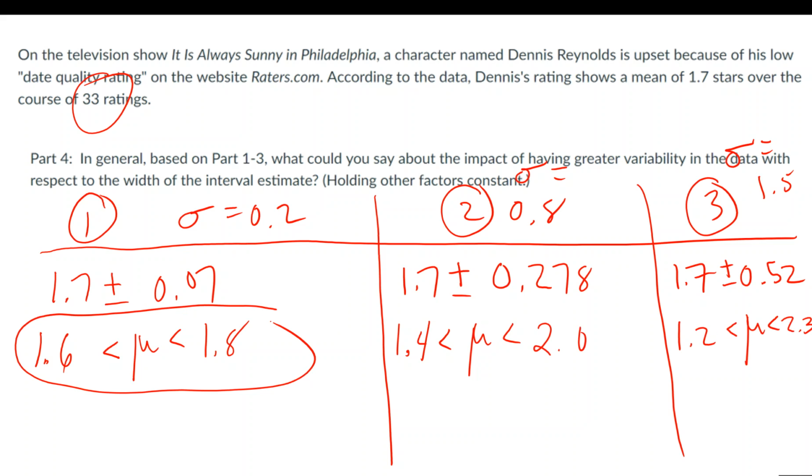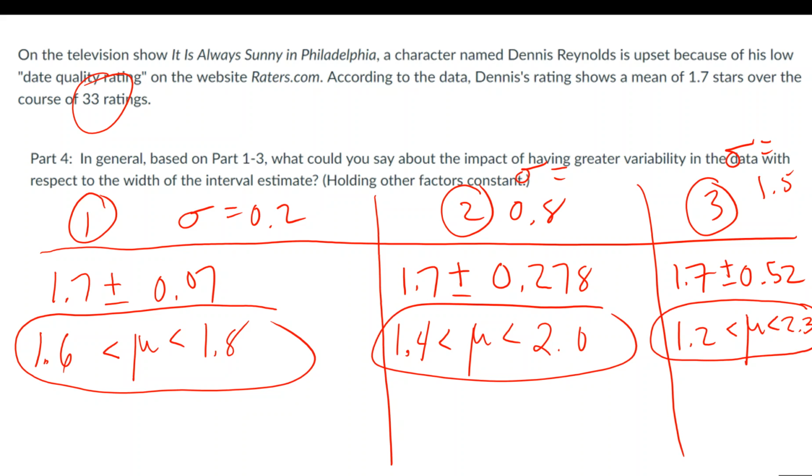So number 1, we have this interval. Number 2, we have this interval. Number 3, we have this interval. So what is the relationship here? Well, the greater the variability in the original data, the wider the interval has to be.